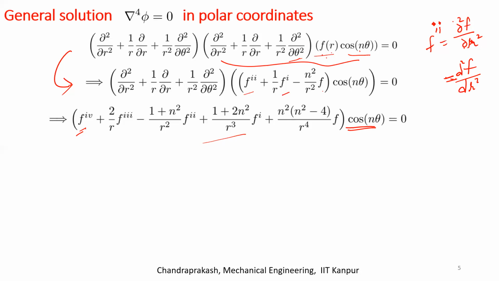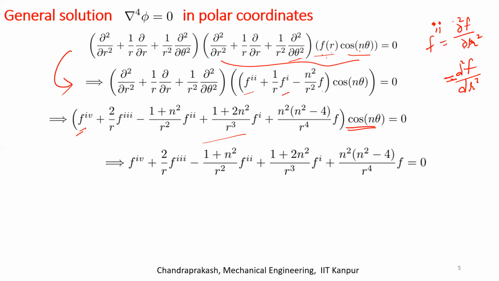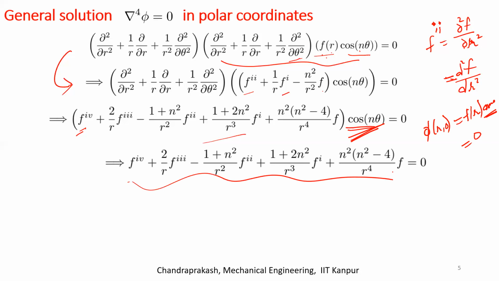How do we solve this? This is a fourth order differential equation with a cosine term, right? So cosine n theta, if it is 0, which means, how did this fellow come? We chose phi of r, theta as some f of r times cosine n theta. If cosine n theta itself was 0, then your phi is basically 0. So that is the trivial solution. We are not looking for trivial solutions, right? So this term cannot be 0. Hence, this differential equation must be 0.